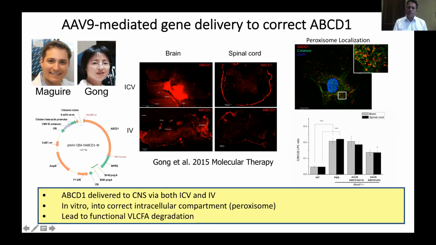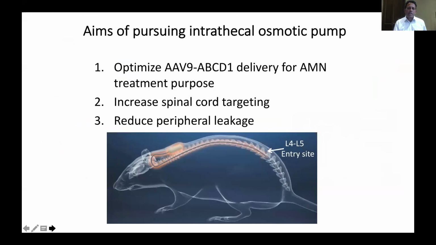cells and got into the right compartment, namely the peroxisome as shown here, where catalase and ABCD1 are co-stained, showing that this really got into this little organelle within each cell, and was able to also reduce very long chain fatty acids, as shown here in the bottom right. So we think we have good proof of concept that we can actually lead to a reduction of very long chain fatty acids. And more importantly, we can get into the right brain structures. I'll show you some more work, how we have now pursued getting into the right cell types and optimizing delivery.